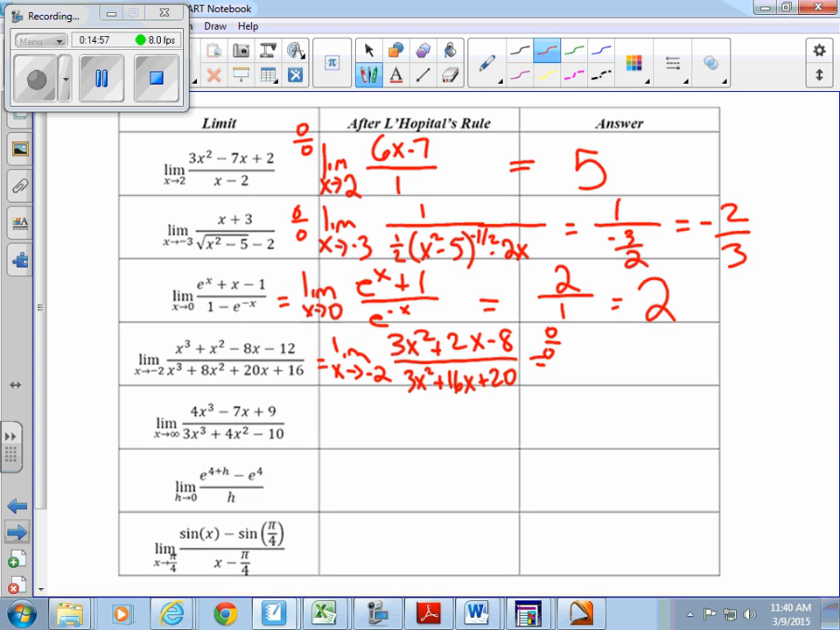Do it again. Something like this is horrible. This is not bad. Imagine having to factor that by grouping or something. You just do it as many times as you keep getting 0 over 0. So I get 6x plus 2 over 6x plus 16. Plug in negative 2. Negative 12 plus 2, which is negative 10. Negative 12 plus 16, which is 4. So the limit is negative 10 over 4, which is negative 5 over 2.